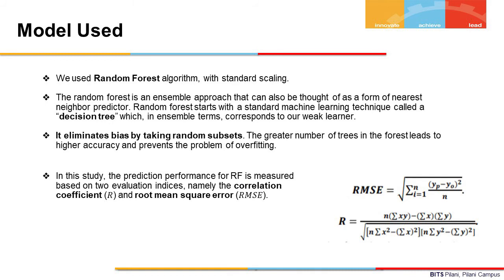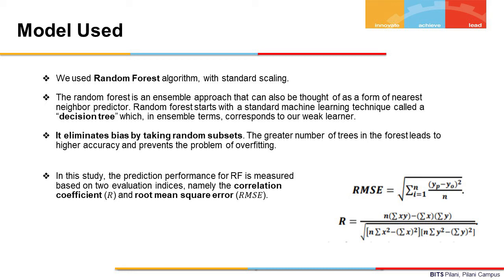We have used random forest algorithm with standard scaling. The random forest is an ensemble approach that can also be thought of as a form of nearest neighbor predictor. The random forest starts with a standard machine learning technique called a decision tree, which, in ensemble terms, corresponds to our weak learner. Instead of relying on one decision tree, the random forest takes the prediction from each tree and, based on the majority votes of predictions, it predicts the final output.